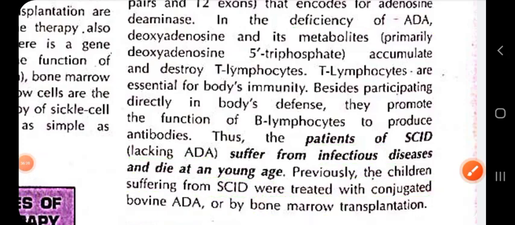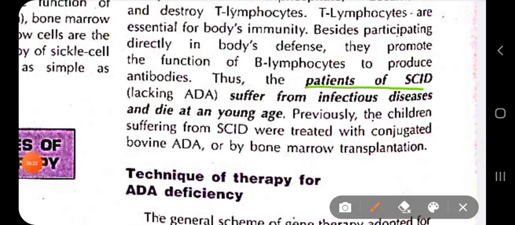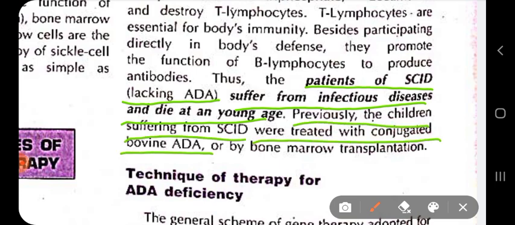Previously, patients with SCID who lack the ADA gene suffered from infectious disease and died at a young age. Children suffering from SCID were treated with conjugated bovine ADA. That means the ADA enzyme, isolated from cows, was injected into patients suffering from SCID, or bone marrow transplantation could be used for curing SCID.